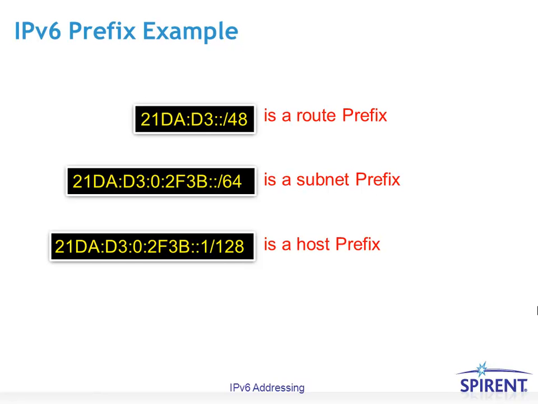Here are a few IPv6 prefix examples, because in the previous slide I mentioned it's the routable portion, so it depends on your place in the network as to which bits are actually significant to you at the time. If you're in the core of the network, for instance, you'll generally use a slash 48, which is an entire route prefix. Within the organization, you'll use the following 16 bits after the 48 as your subnet prefix, and then you'll be working with a slash 64. Of course, if you want to indicate the entire host address, then you'll use all 128 bits, so you'll use a slash 128 prefix.